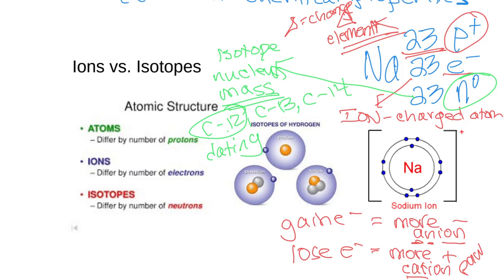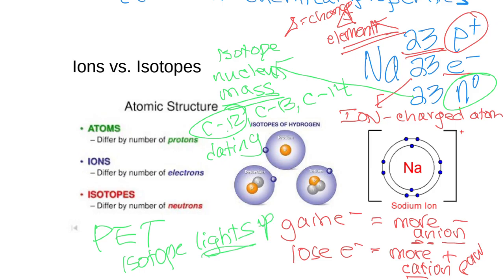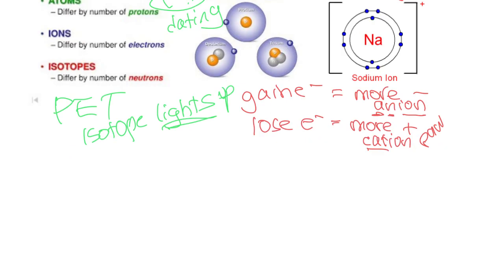There's a lot of isotopes that are used in medicine, especially for example, in PET scans, positron emission tomography. A PET scan looks at how much glucose your brain is using to see what areas of your brain are active. And they basically use an isotope that lights up. It tags the glucose and lights up so they can see where that glucose is being used. So that's all I wanted to do on this.